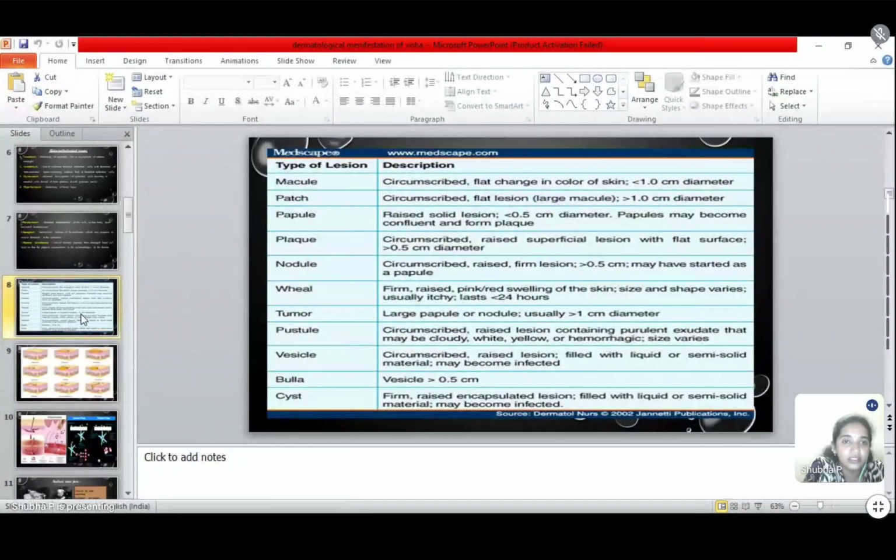Next is a papule, a raised solid lesion which is less than 0.5 centimeters in diameter. Papules may become confluent and form a plaque. Now, once these dry up, they form a plaque. Plaques are dried, raised scaly lesions.